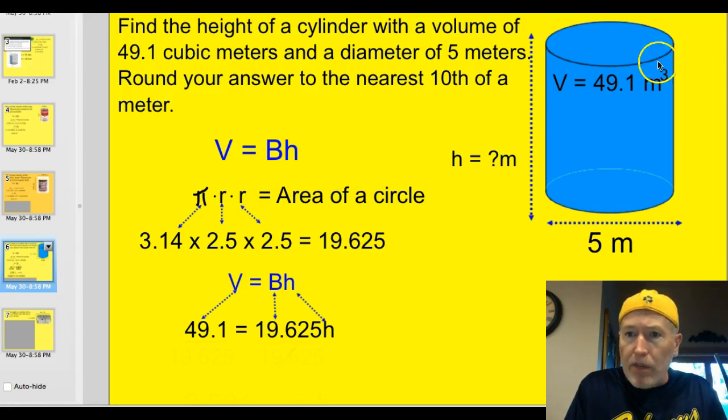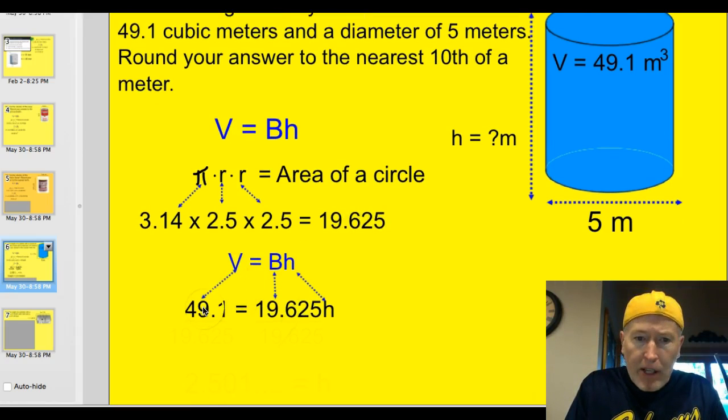Well, we still have to know the area of the circle. So 5 meters, let's cut that in half. We got 2.5 is our radius. So let's do that first. So we have 3.14 times 2.5 times 2.5 gives me 19.625. So there is my base.